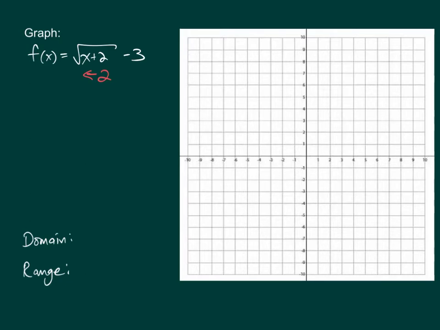Any number not grouped up with x, like this -3, will either tell you to go up or down. If it's positive, it'll go up, and if it's negative, it'll go down. So our starting point will be left 2, down 3. So we always start here. That's where my starting point should be, but now it's moving left 2, down 3. So I'm going to move it left 2, down 3. Here's my starting point in blue.